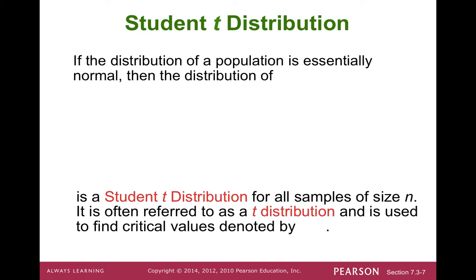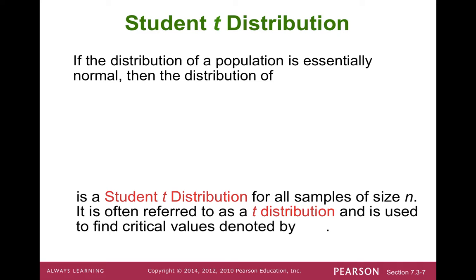All right. They talk a little bit here about student t distributions. So if the distribution of a population is essentially normal, then basically what you can do is you can say that any distribution of a smaller amount is also considered normal. And so you're able to calculate what they call a student t distribution, which is basically saying that for all samples of the same size n, if your population is normally distributed, then they should be as well. And this concept is often referred to as a t distribution, and it's used to find different critical values.